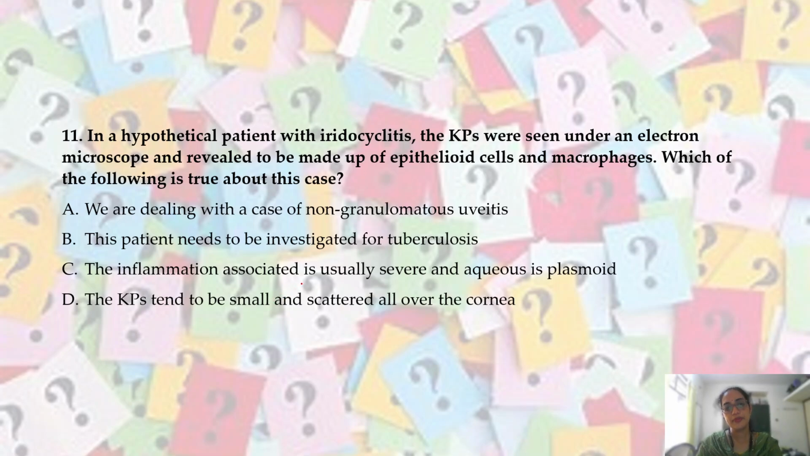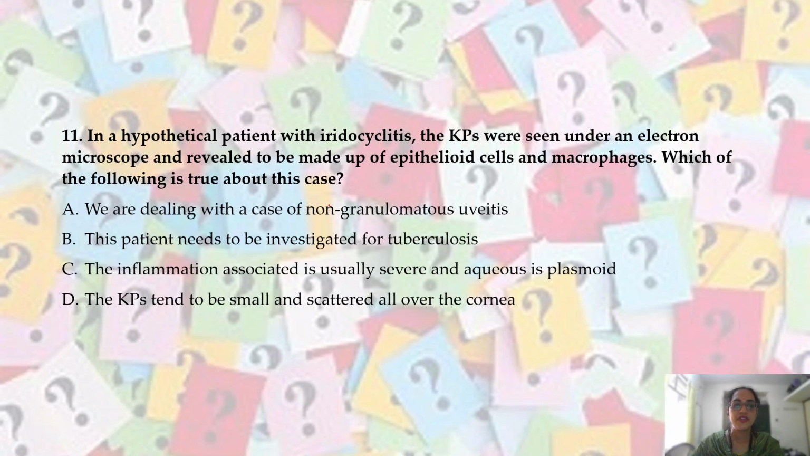In a hypothetical patient with iridocyclitis, the KPs were seen under an electron microscope and revealed to be made of epithelioid cells and macrophages. Which of the following is true about this case? We just discussed this. This is the histopathology of KPs. Please remember it's a hypothetical case. We do not require examination of KPs under electron microscope in case of any anterior uveitis. It is really not required. With the slit lamp examination, we can classify them as non-granulomatous or granulomatous.